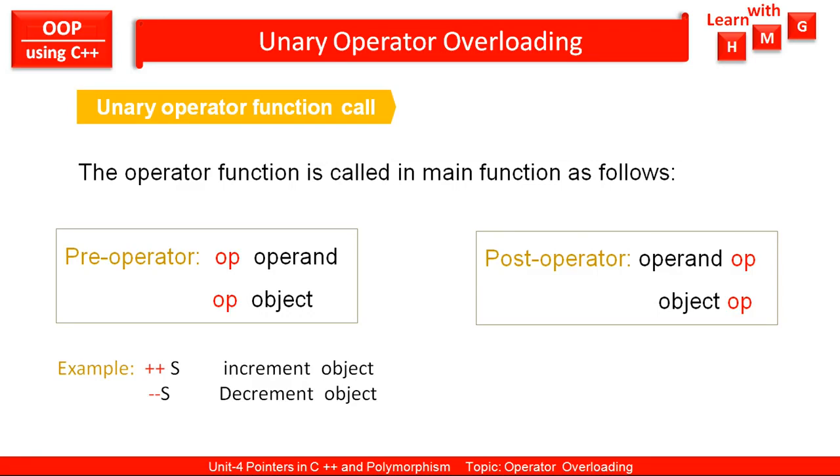And the example of the second way of using increment and decrement operators is s++ and s--. So here also s++ means increment object and s-- means decrement object, and here it is post-increment and post-decrement. So in this format these two unary operators are used. Like this, as per the syntax of unary operators, you can apply them on the objects.